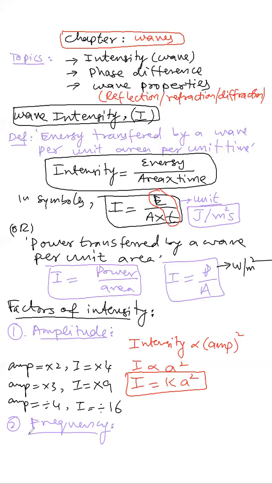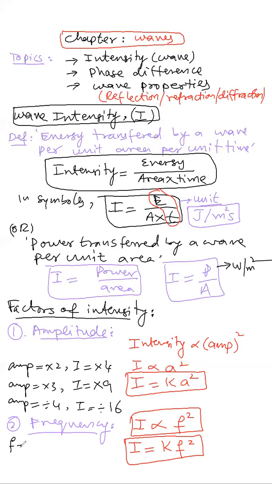Okay, the second factor is the frequency of the wave. This factor is similar to the amplitude: intensity is directly proportional to the square of frequency. If you assign a constant k, then I equals k f square. Its meaning is the same: if you increase the frequency of waves 2 times, the intensity will increase 4 times. On the other hand, if you decrease the frequency 3 times, the intensity would decrease by 9 times.